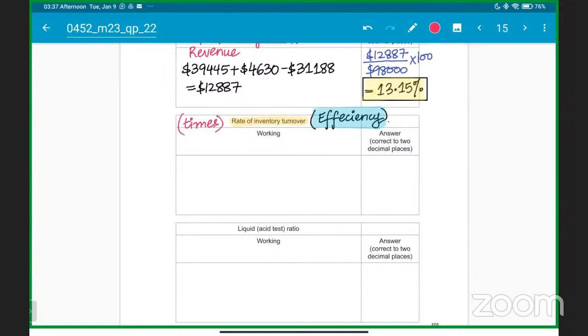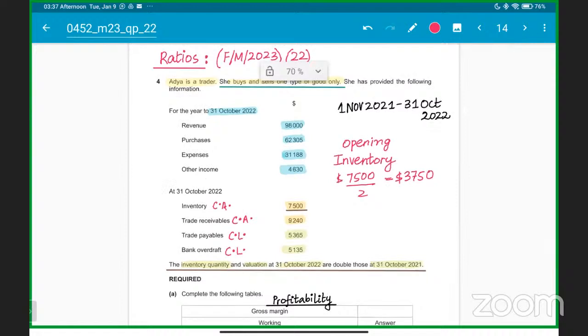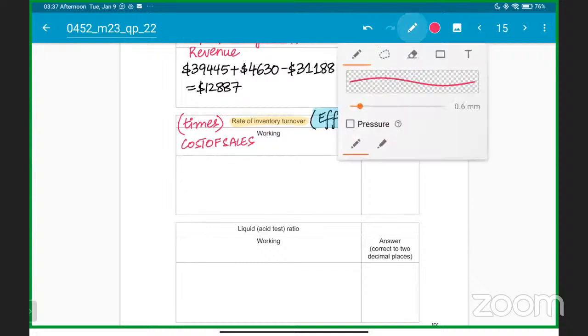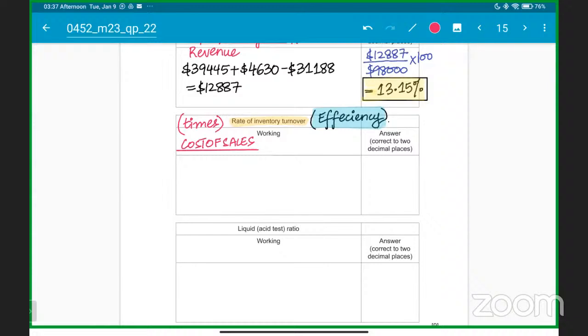And what does this ratio mean? We have talked about it previously as well. It simply means how many times you can sell your inventory in a year. How many times Adia can sell her inventory in a year, how many times the orders of the inventory are made, and how many times she is able to sell the inventory. Getting it? So the formula for the rate of inventory turnover is basically simple. That is the cost of sales divided by the average inventory. Understood? Cost of sales to be divided by the average inventory.